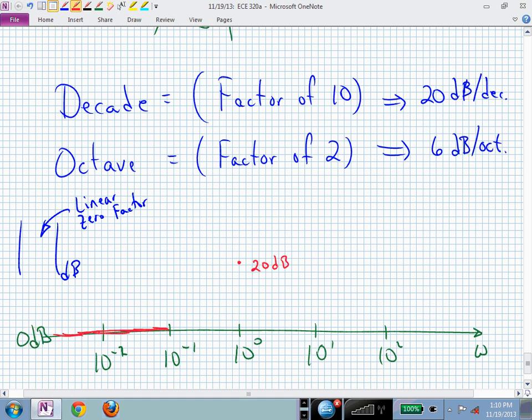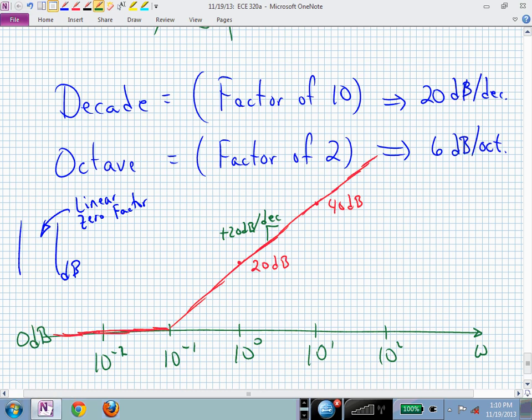A decade beyond that, I would be at 2 times 20, or 40 dB. So this is now my magnitude plot. And that just keeps going, where this slope is plus 20 dB per decade. Is that clear, how you would sketch that linear factor, that linear zero factor's magnitude plot as a function of frequency?